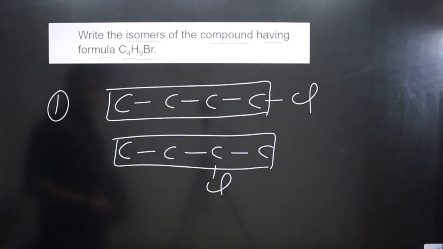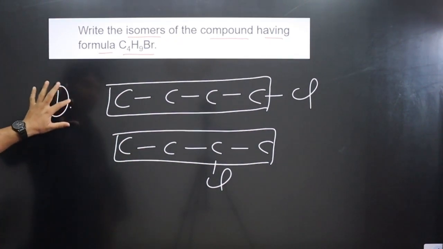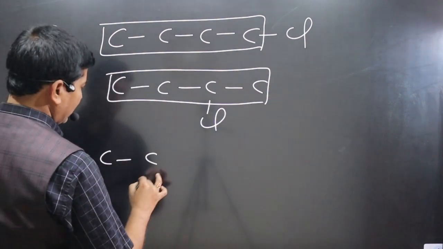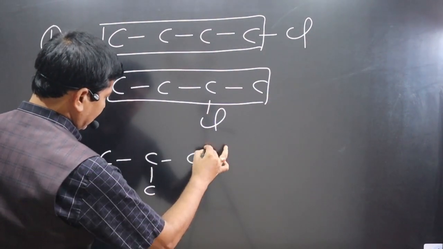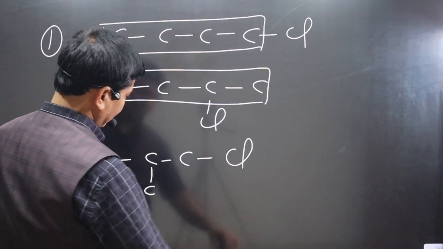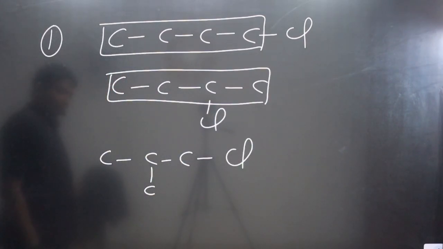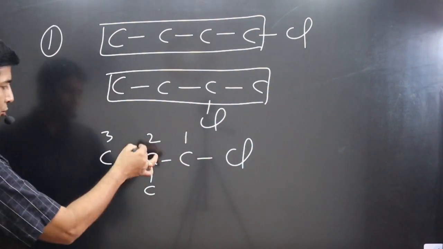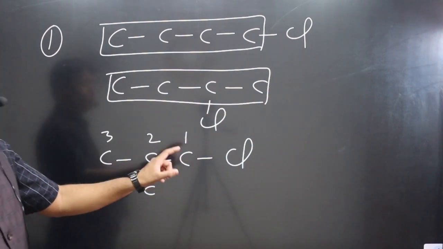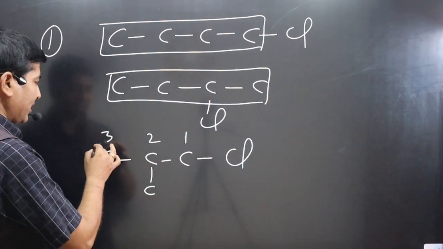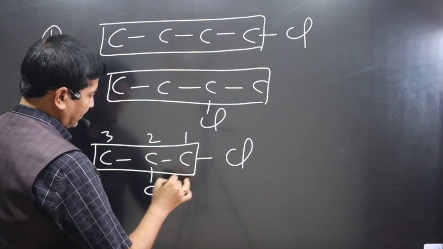Now we can do the branching also. If we do the branching, what happens exactly? We have C, C and C, and sorry, one more Cl and one more C we can attach. This is C. If you start numbering from here, it is 1, 2 and 3. So we can say 1-chloro, 2-methyl, and it is propane. In this case, this is the parent chain.